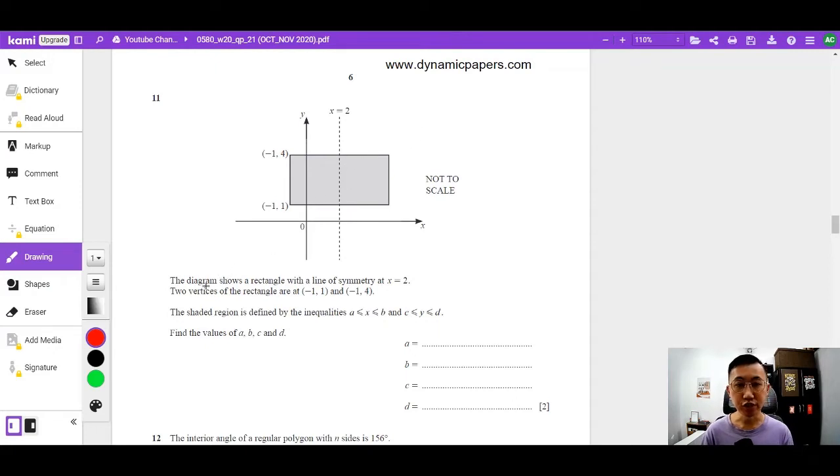Question 11 is actually linear programming. So let's read the question. The diagram shows a rectangle with a line of symmetry x equals 2. Line of symmetry means the place where you can exactly fold the shape, so it's exactly half already. Two vertices of the rectangle are at (-1, 1), let's find it here, and the other vertex is at (-1, 4). The shaded region is defined by the inequalities a ≤ x ≤ b and c ≤ y ≤ d. Find the values of a, b, c and d.